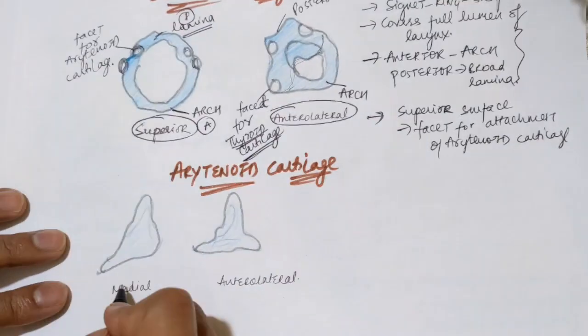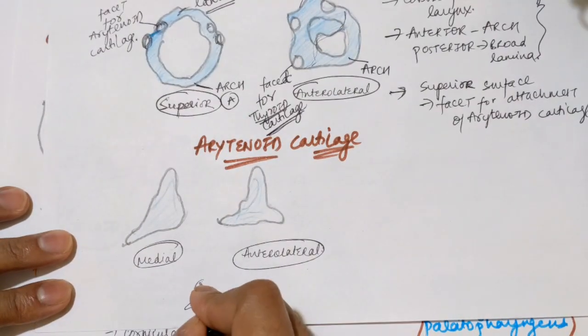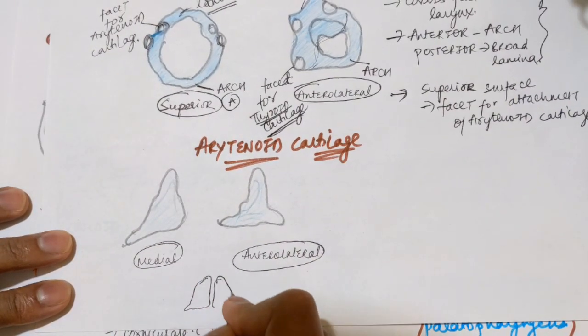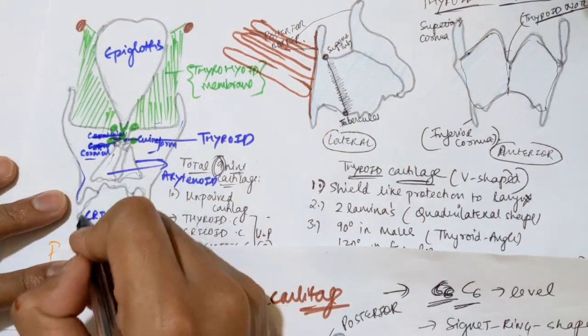Okay, so you can see this is the medial side and this is the anterolateral side. It is actually present like this. I'm showing you the basic. This is present like this. You've seen it here. This is your arytenoid cartilage. Okay, and this was your cricoid cartilage.